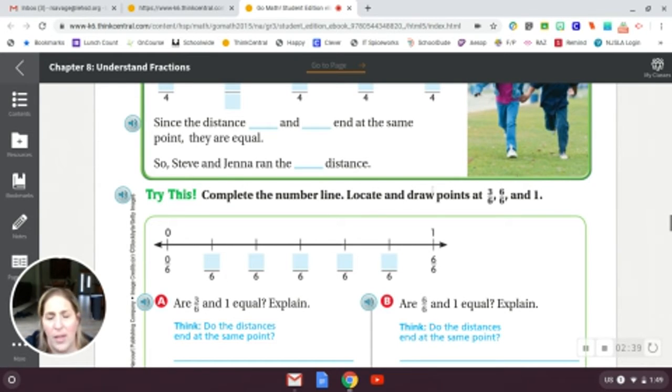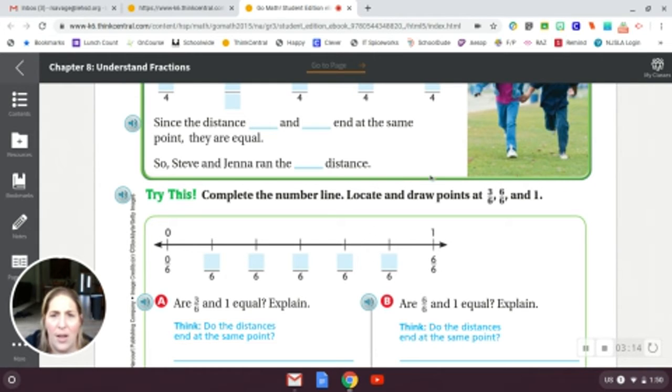Complete the number line, locate and draw points at 3/6, 6/6, and 1. So here's my number line. I'm broken up into sixths, 0/6, 6/6. So what are we going to fill in all here? Go ahead and think about it. 0, first one's going to be, tell somebody, 1/6. 2/6, 3/6, 4/6, 5/6. Trying to say that right, sixths.